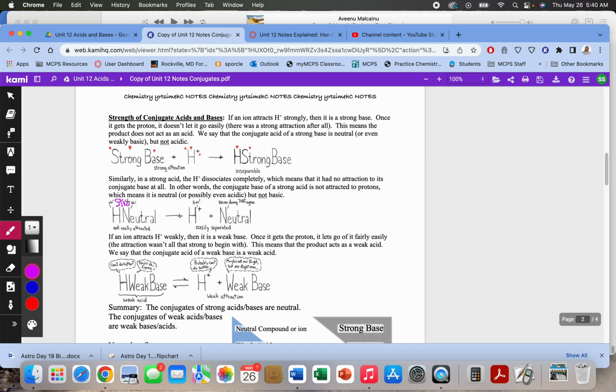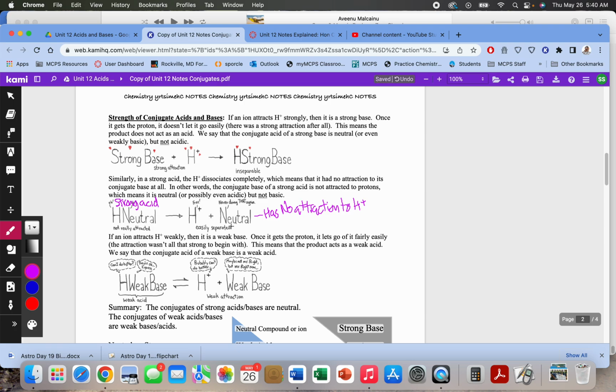Strong acid, right? Now, it doesn't look like a strong acid necessarily. I wrote H neutral. That's a little weird to say. Why is it H neutral? Well, it gives up that H+ really easily, and I know that this is neutral because this has no attraction to H+. Okay? That's why it can separate completely. If it has no attraction, right, the H plus completely breaks away.